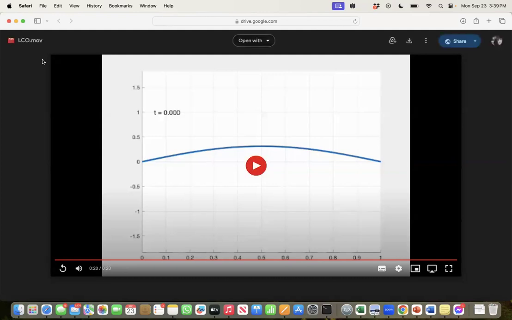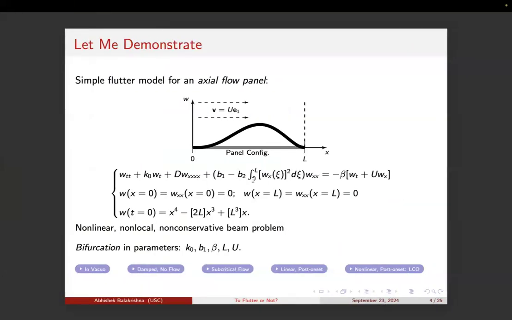Here we see the complicated definition in action: the system had some natural modes, and when the flow is introduced and reaches a critical value, it destabilizes this mode, and we have flutter. Then the nonlinearity keeps the oscillations in check.